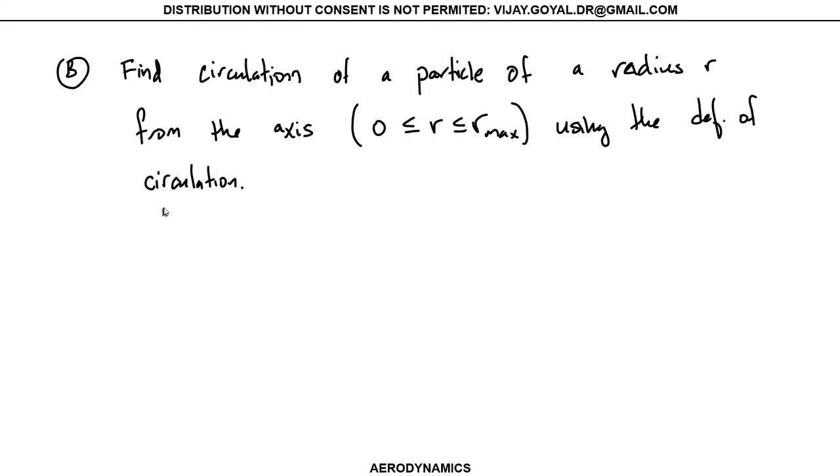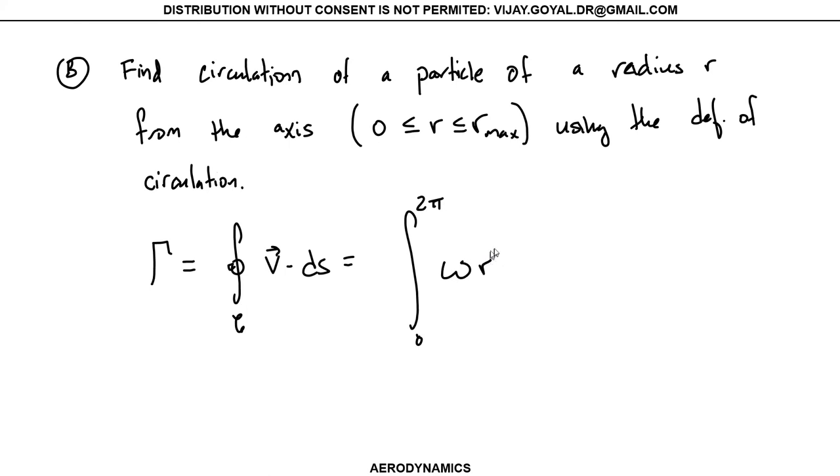So the definition of circulation states the following. It says that gamma is going to equal the closed integral of v dot ds, and that's going to give you, over the enclosed area, the integral from 0 to 2 pi of omega r squared d theta. That gives you 2 times pi omega r squared. Okay, so by given this problem, now what we can see is that you have several cases.